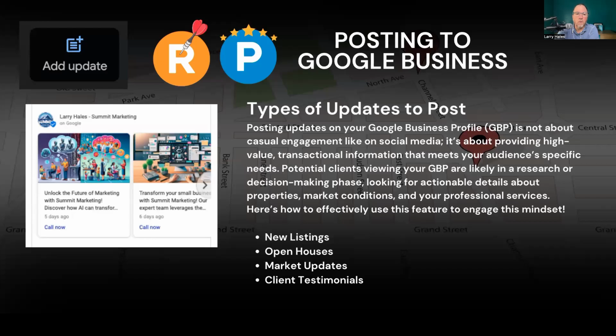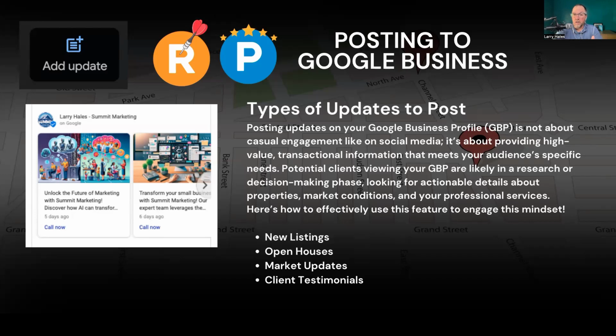Here's what I want you to think about. The posts that go on your Google Business profile are strictly business related. So there's no pictures of your dogs and your family and things like that. It's only things that are strictly business related. So people are in a transactional mindset when they see your content or search for you and find your content that way. It's more of a transactional thing.